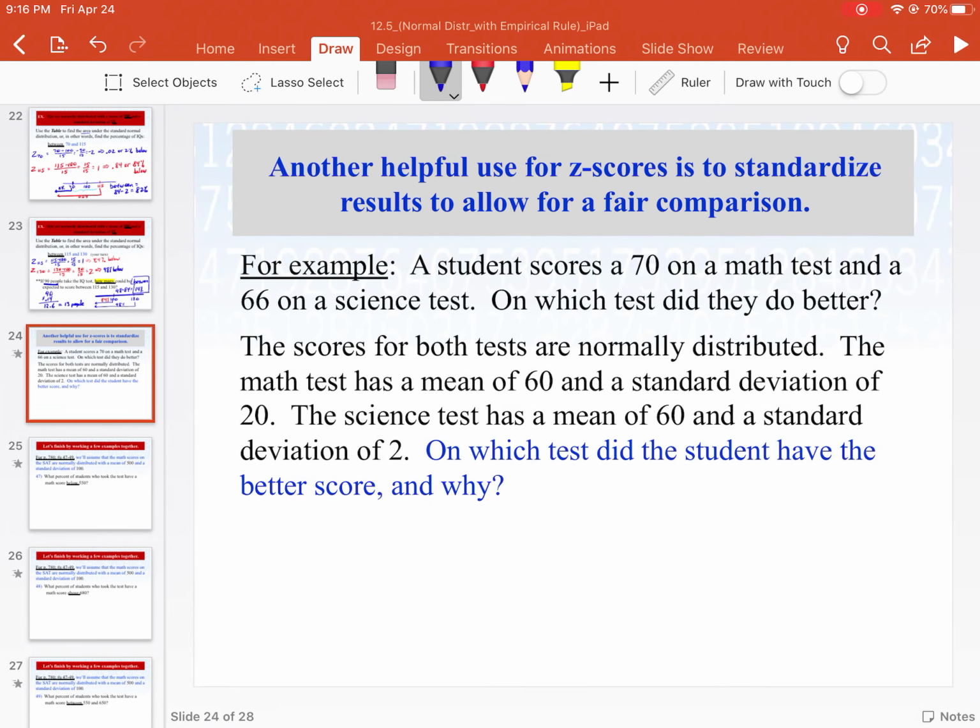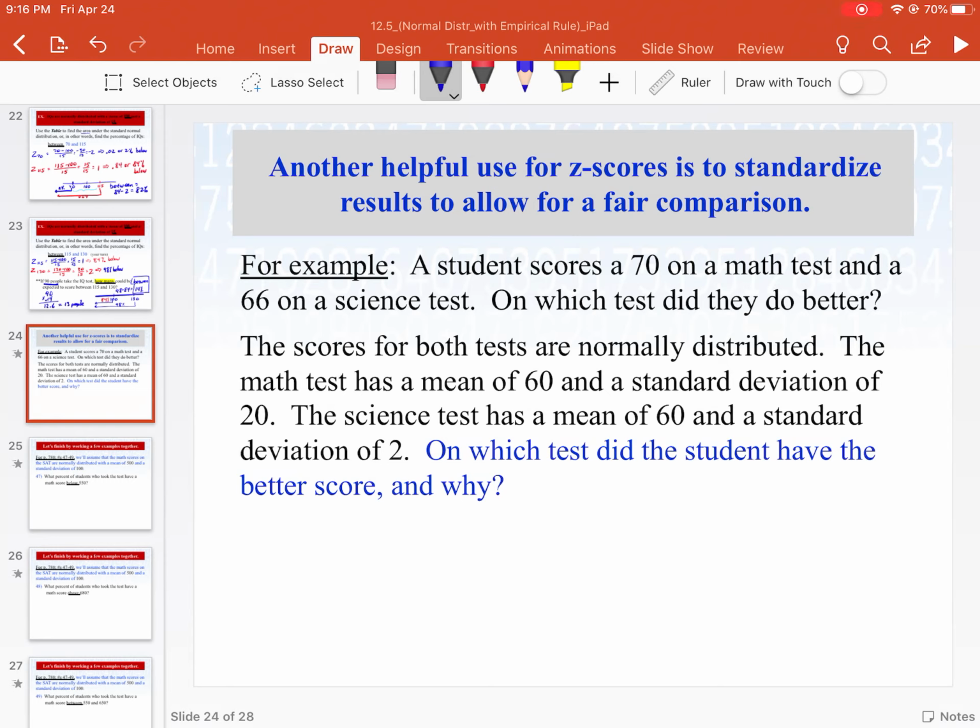Okay? All right. This is actually a really cool tool for z-scores. It allows you to compare non-similar things. For example, what if I got a 70 on a math test and a 66 on the science test? Which test did I do better?